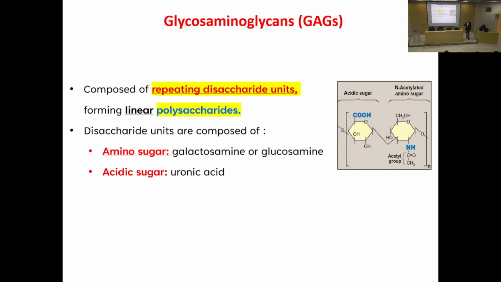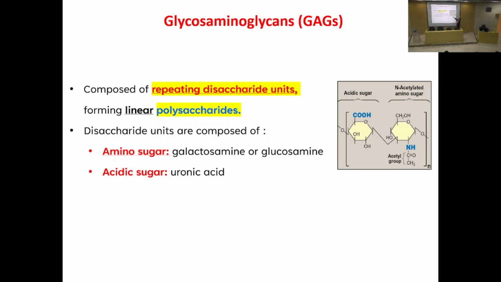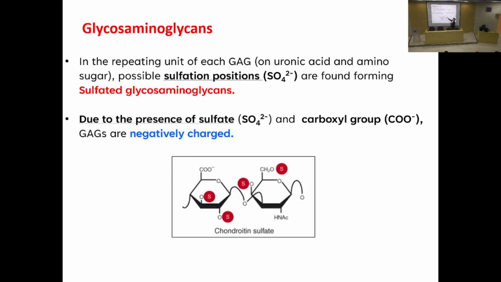Now the other specificity of these sugars is that they have the capacity to attach sulfate groups, in any of the groups present in these structures. So they become sulfated glycosaminoglycans, or we call them GAGs, to make it very short. Sulfated GAGs have sulfate groups attached to some of the groups in their structures.